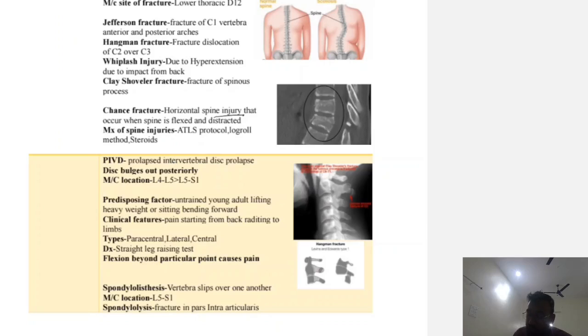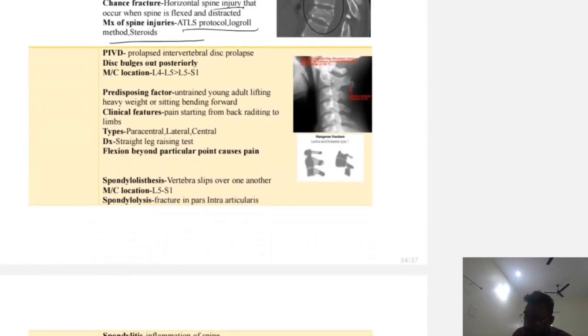Management of spine injuries: ATLS protocol, log roll method, steroids. Now prolapsed intervertebral disc, PIVD. PIVD is due to compression of a nerve due to disc bulge. Seen most commonly posteriorly, most common location L4-L5, then L5-S1.